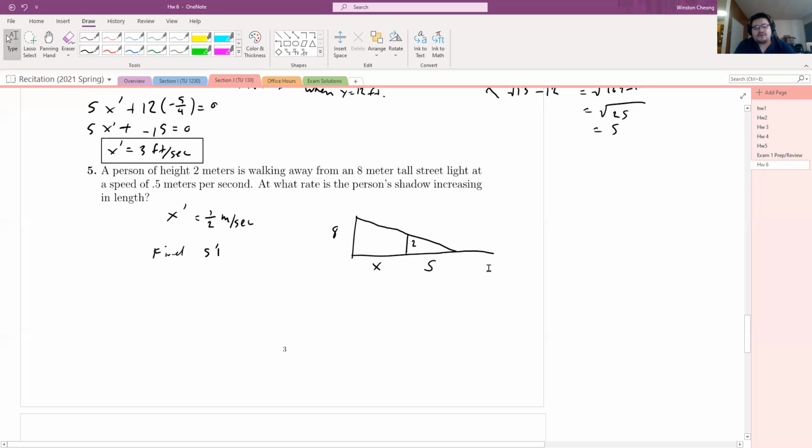Okay. So when you see a picture like this, you should immediately think of similar triangles. You've got this small triangle here, and then you've got this big triangle there. So what we want to do is set up a proportion that relates these things to each other. The proportion that comes to mind is s over 2 is equal to x plus s over 8. So does everyone see how I got that?